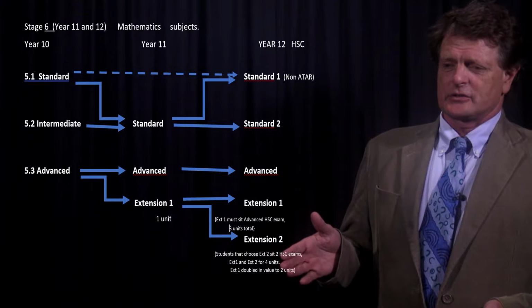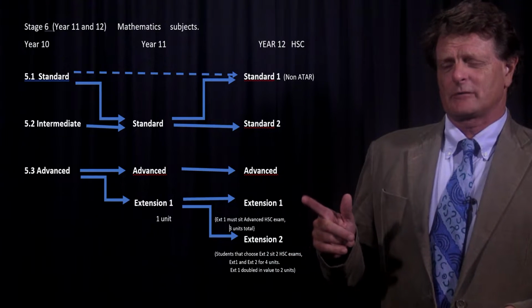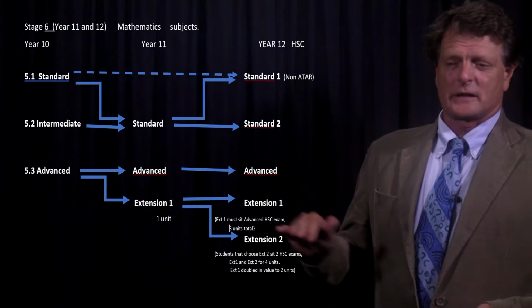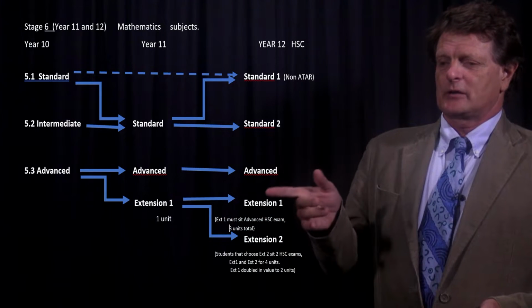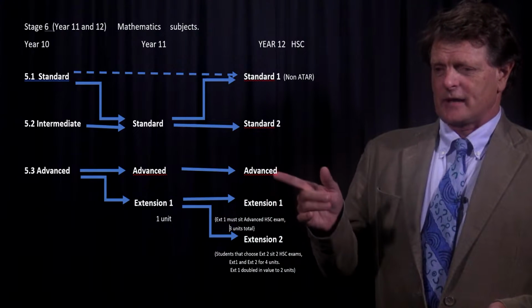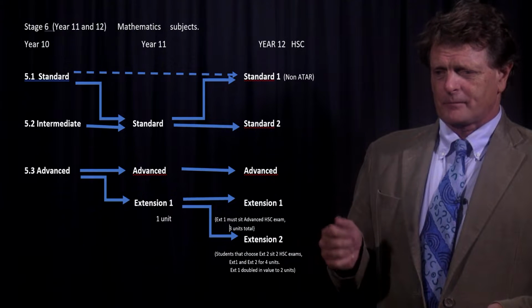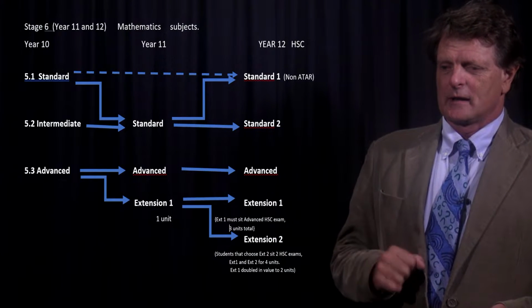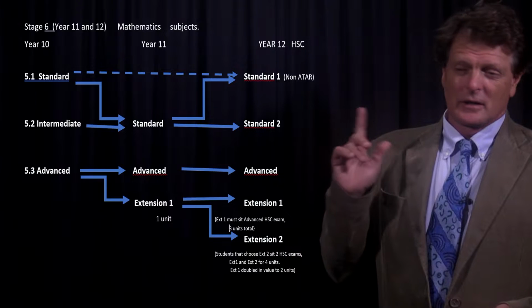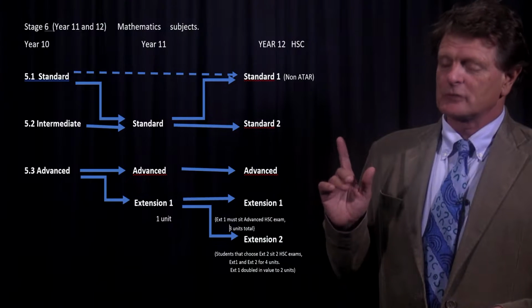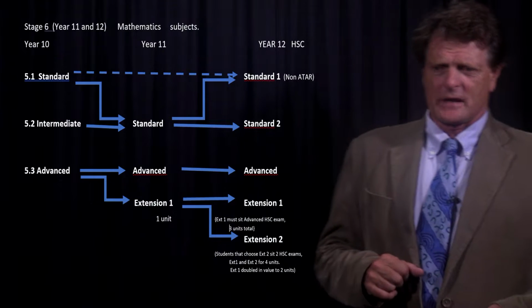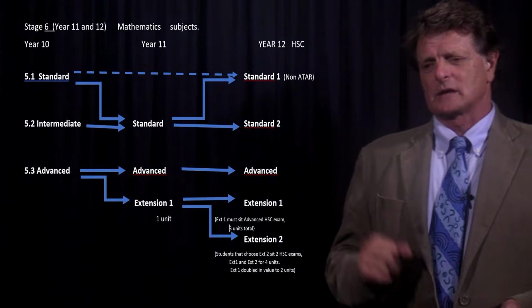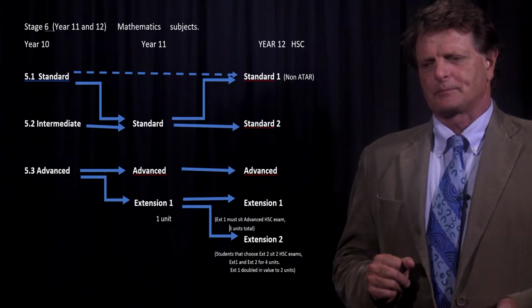If you take Extension 2, your Extension 1 course becomes worth 2 units. Normally Extension 1 is only 1 unit, right? If you take Extension 1 on its own, you must take Advanced, so you have 3 units of maths. Advanced is always worth 2. If you choose Extension 2, you're not even enrolled in Advanced. But now you have 4 units of mathematics because the Extension 1 course doubles in value for you.